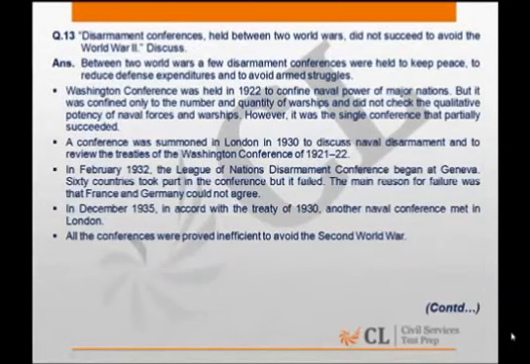That was question number 11. For question number 12, we can see: disarmament conferences held between two world wars did not succeed in avoiding World War II.